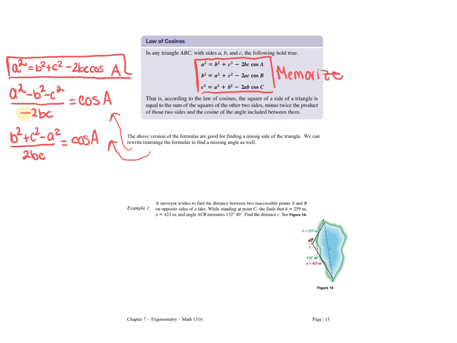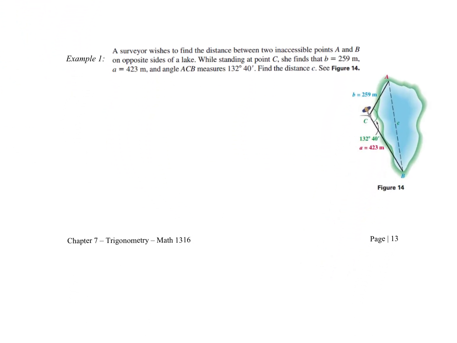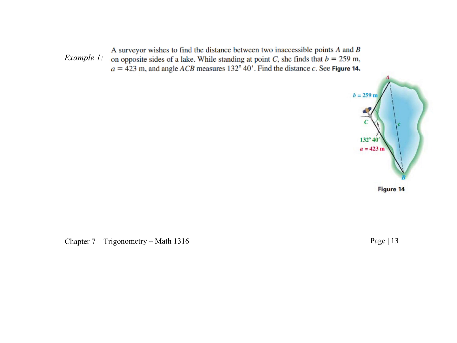So let's go ahead and use the law of cosines. So it says that a surveyor wishes to find the distance between two inaccessible points A and B on opposite sides of the lake. While standing at point C, she finds that B's length is 259 meters and A's length is 243 meters. The angle, okay, so let's talk about this. This right here, when it says angle ACB, the letter in the middle is the angle they were talking about. So this angle C right here is 320 degrees and 40 minutes.